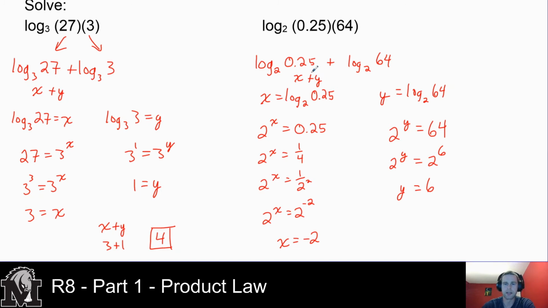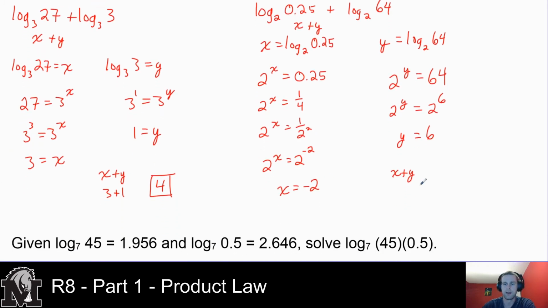So returning to this x plus y line here, x we said was negative 2, y we said was 6. So again, we get an answer of 4.